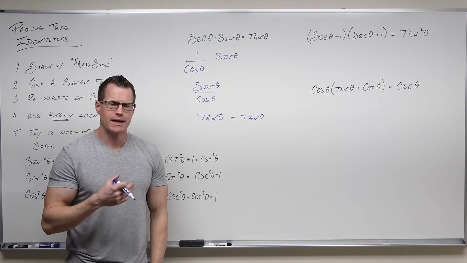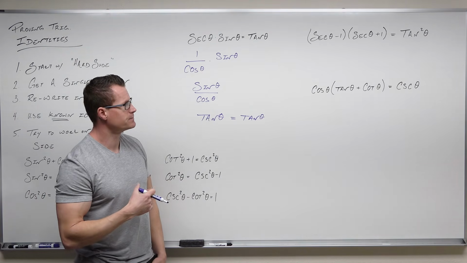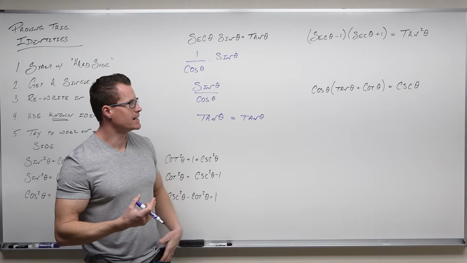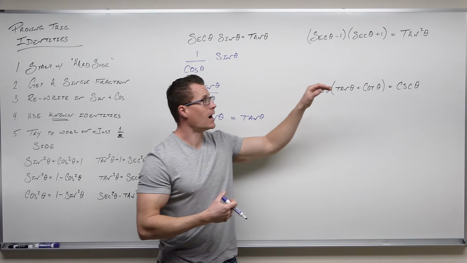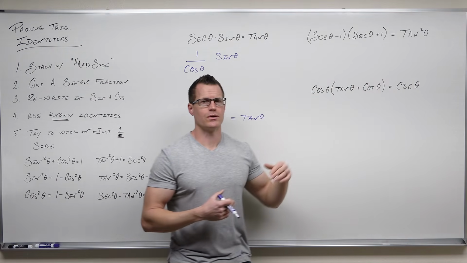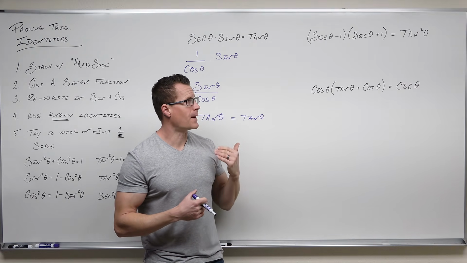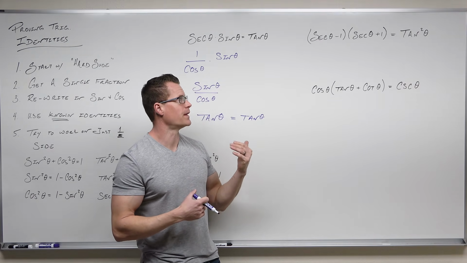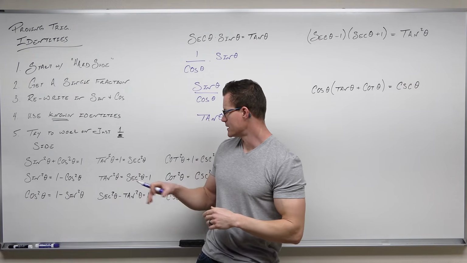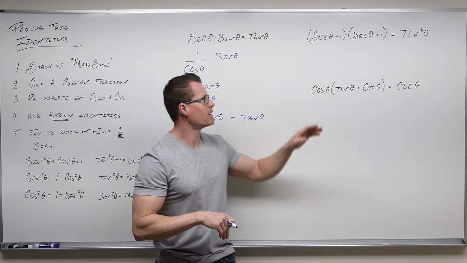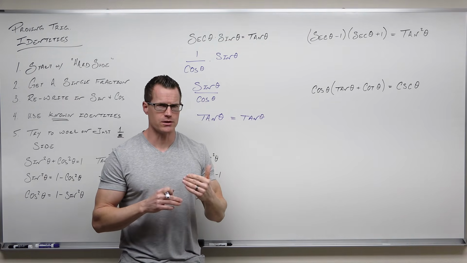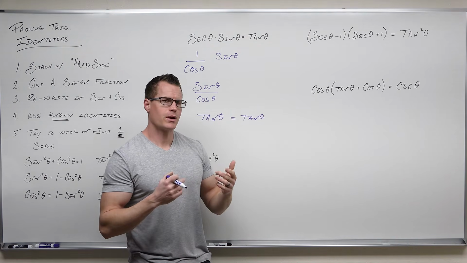Then I'm going to look for any identities that I have. So I don't see an identity here or here. I do see a tangent squared though, so I'm thinking tangent squared and then secants. I have an identity here with that. So I might not want to change that into sines and cosines just yet. Maybe I want to distribute this.